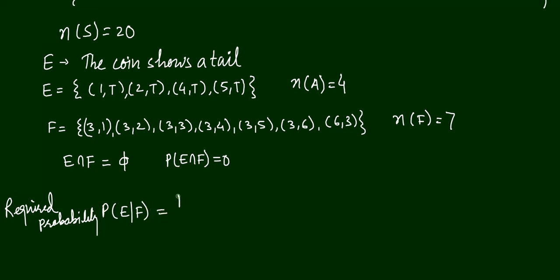So simply, the probability of E when F has already happened is our required probability, which is equal to the probability of E intersection F divided by the probability of F. The probability of E intersection F is zero, so zero upon something becomes zero. So the probability of E when F has already happened is zero, meaning the probability of getting a tail, given that one of the dice shows 3, is equal to 0.